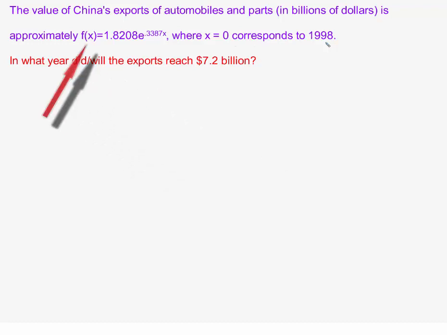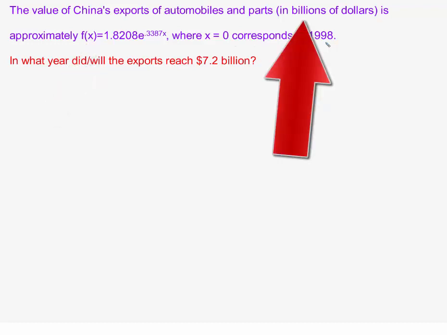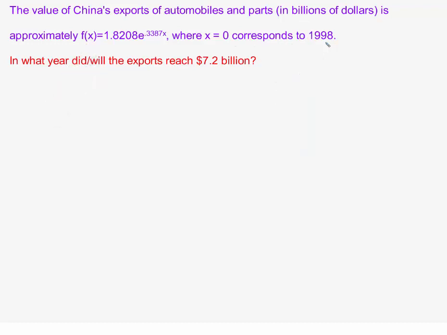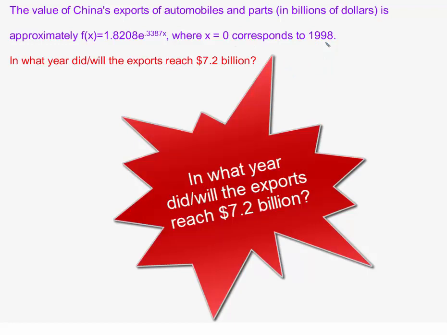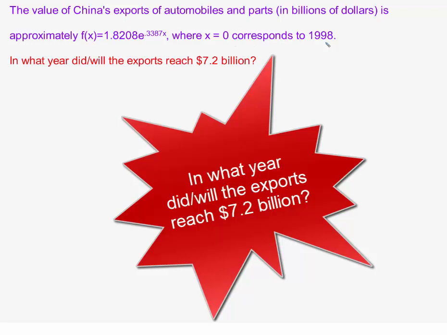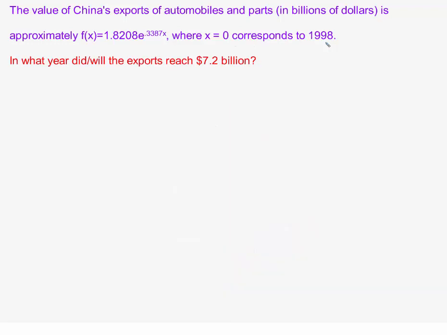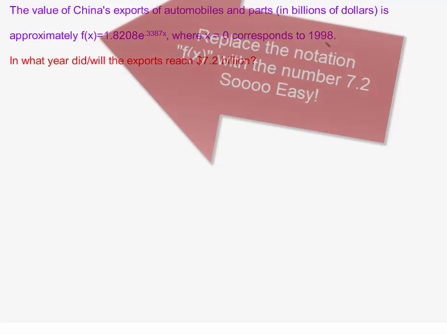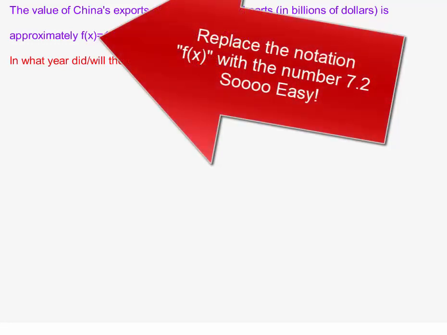the value of China's exports of automobiles and parts, and that's in billions of dollars. The question we are to answer is, in what year did, or in what year will, the exports reach $7.2 billion? So they're giving us the output variable is 7.2. Since the output is already in units of billions of dollars, it's sufficient to just replace f of x with the number 7.2, and that will represent $7.2 billion of exports.